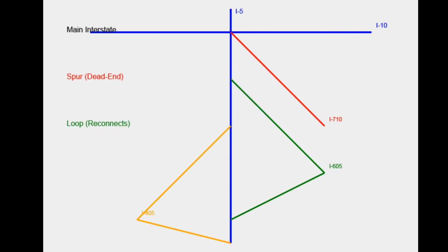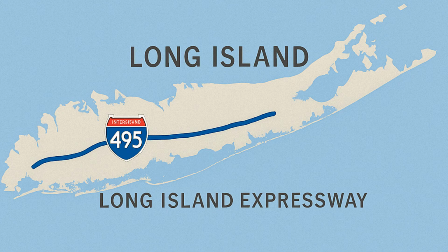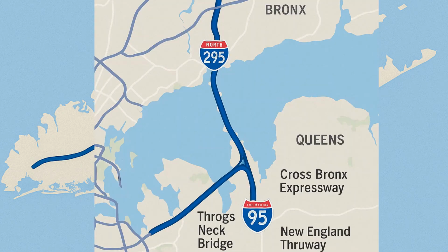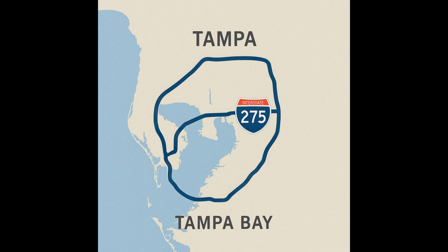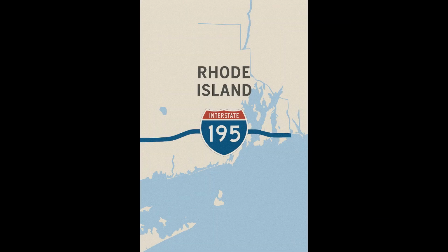Southern California is certainly not the only place with exceptions to this rule. There's I-495, which is the Long Island Expressway in New York that branches off of 95 and goes all the way out through Long Island and never returns. Other states seem to have done a lot better with the rules than New York and California. I-275 in Tampa, that's a loop around Tampa Bay, which links back to I-75. I-195 in Rhode Island, that's a spur connecting Providence to Cape Cod.